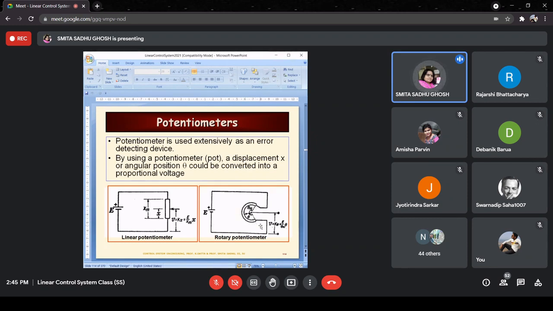So again, there will be a reference end. Let us say that this end is the reference end. So basically this point is what we have.